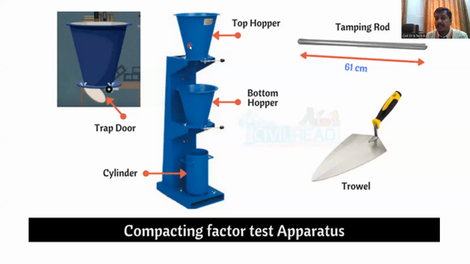Then, after closing the trap door of the first hopper, in the second hopper you are going to open the trap door. After opening, the concrete will fall down in the second hopper, that is the bottom hopper. But make sure for this operation the trap door of the second hopper remains in closed condition.